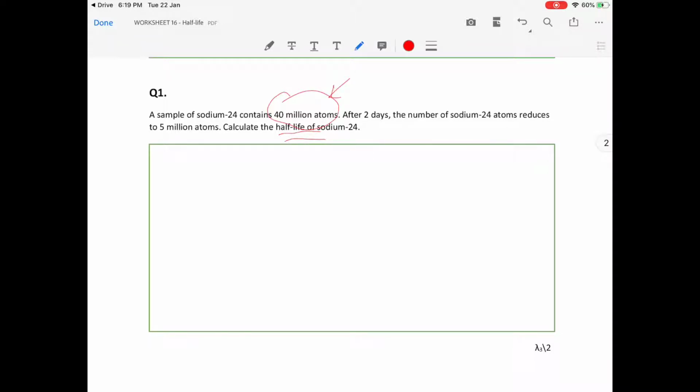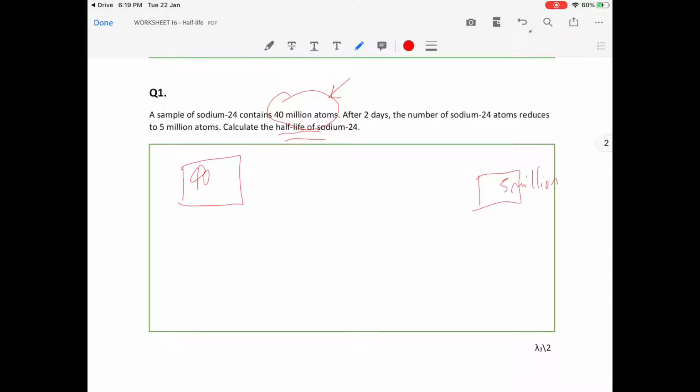Now, there are a few ways of doing this type of question. I'm going to show you the easy way first, all right? Then we'll come back and do the more complicated way later. Okay, so first of all, since I have such a big space, why did I give such a big space? Draw a big box to fully utilize it. So initially, I'm going to put 40 million. So I'm just leaving it at 40. After 2 days, it has reduced to, I'm going to draw another box here, 5 million.